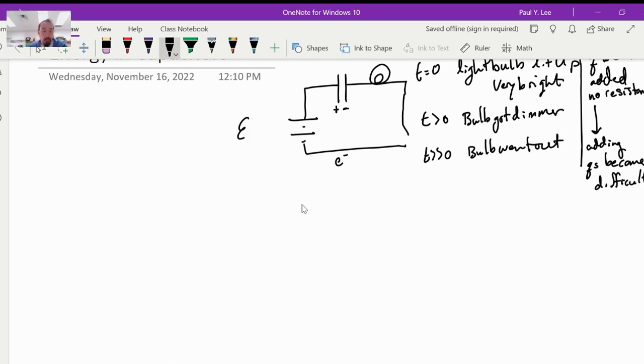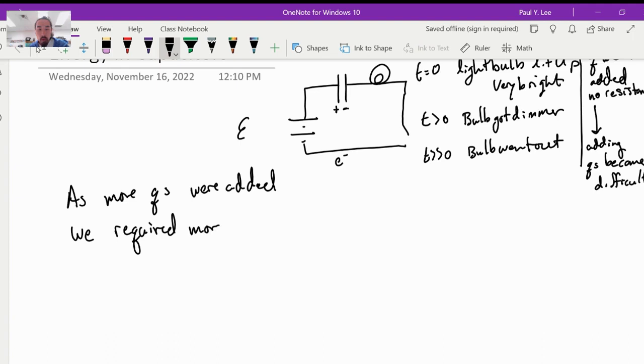All right. Now, I'm going to phrase this very carefully because this phrase here is the conceptual knowledge that you'll need for the energy of a capacitor. With this demo, we were able to make the following claim. As more charges were added, we required more "force." I'm going to put force in quotes because we know it was Coulomb's law, right? We require more force to add more charges.